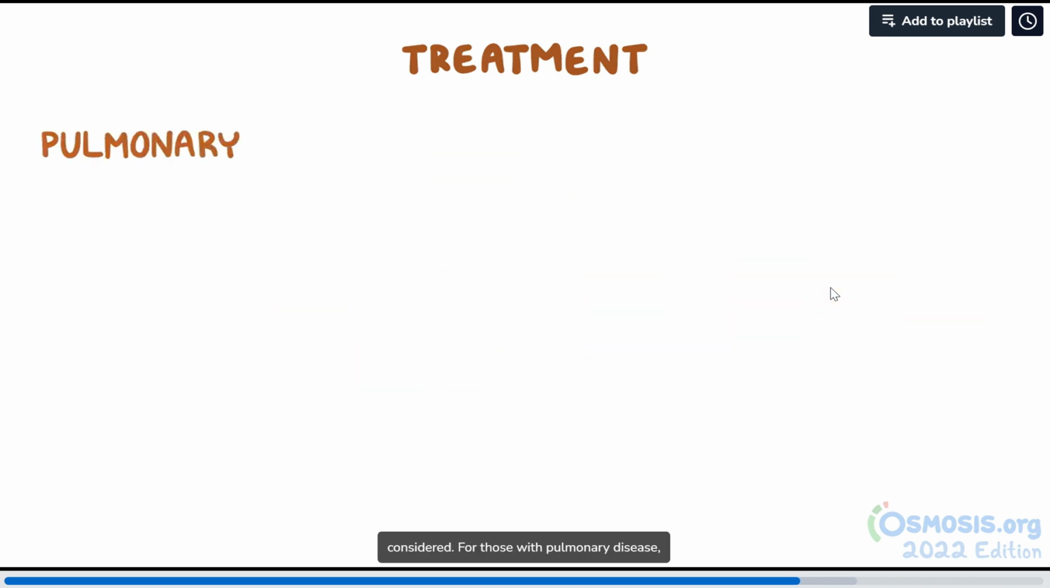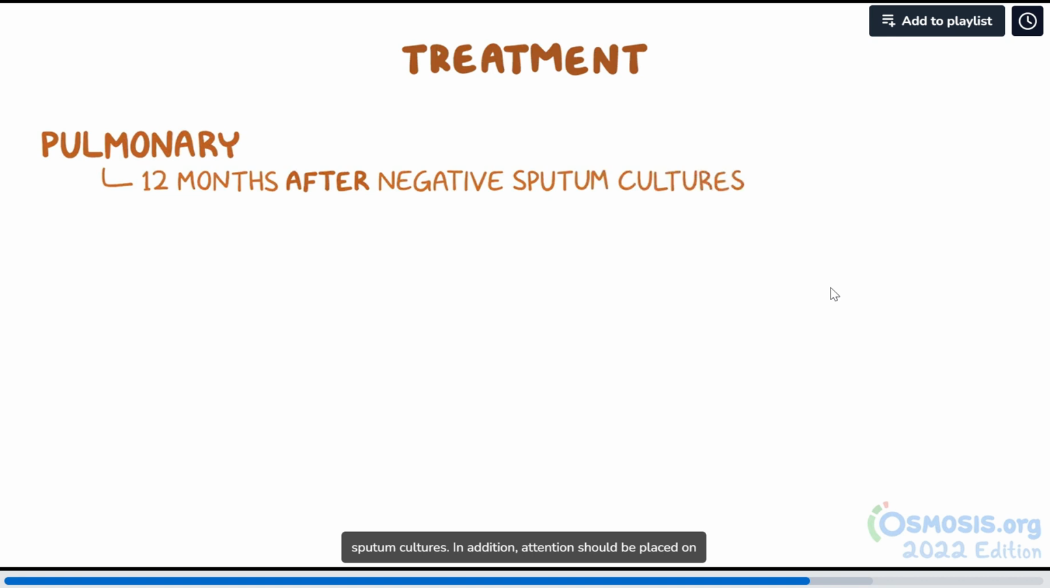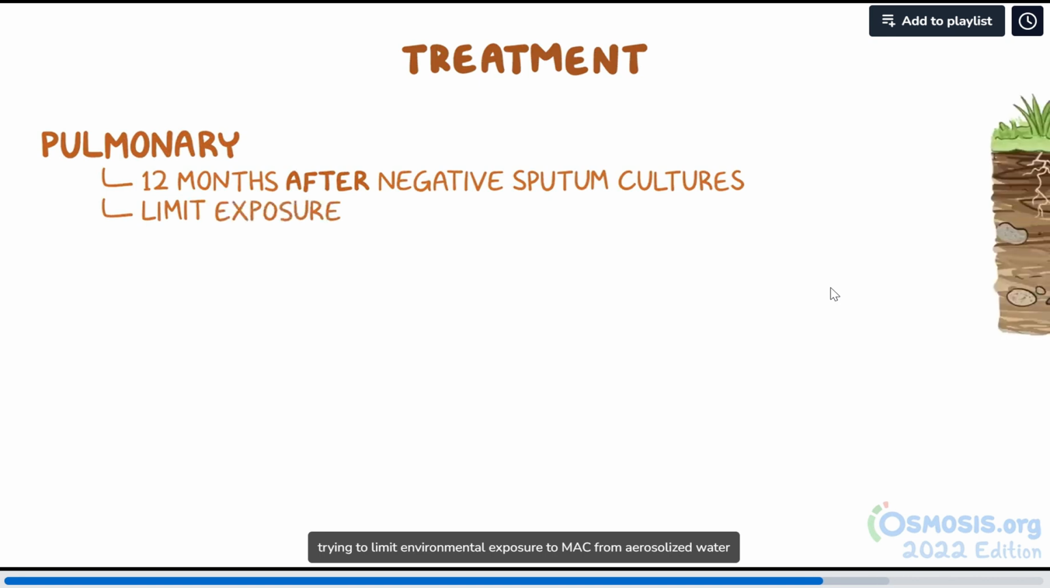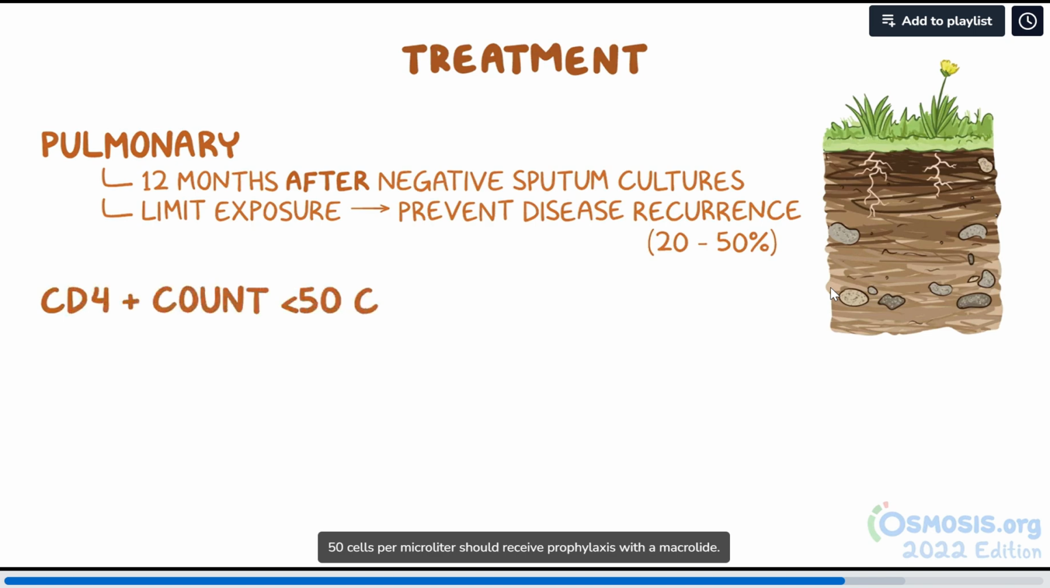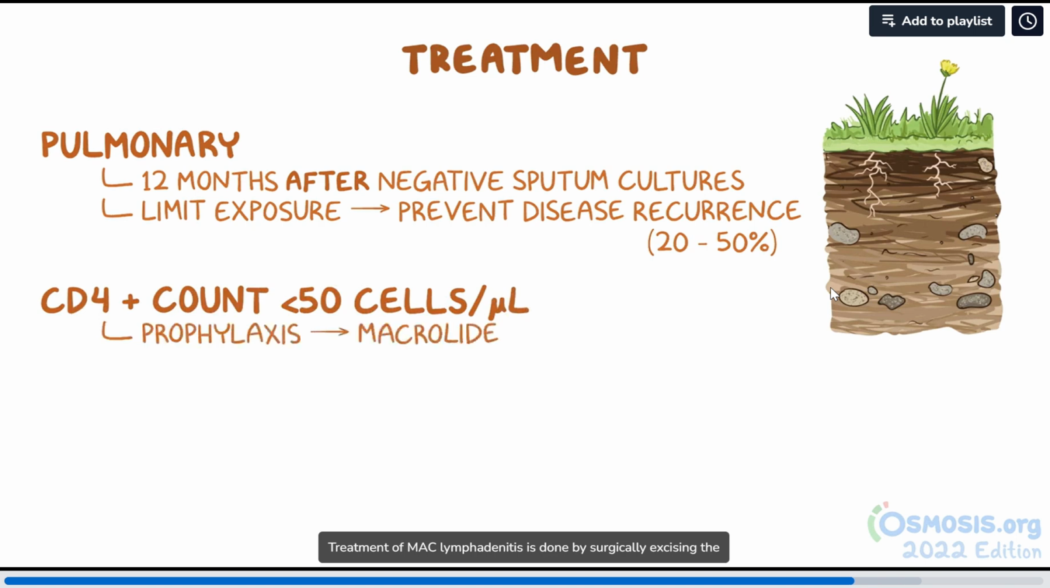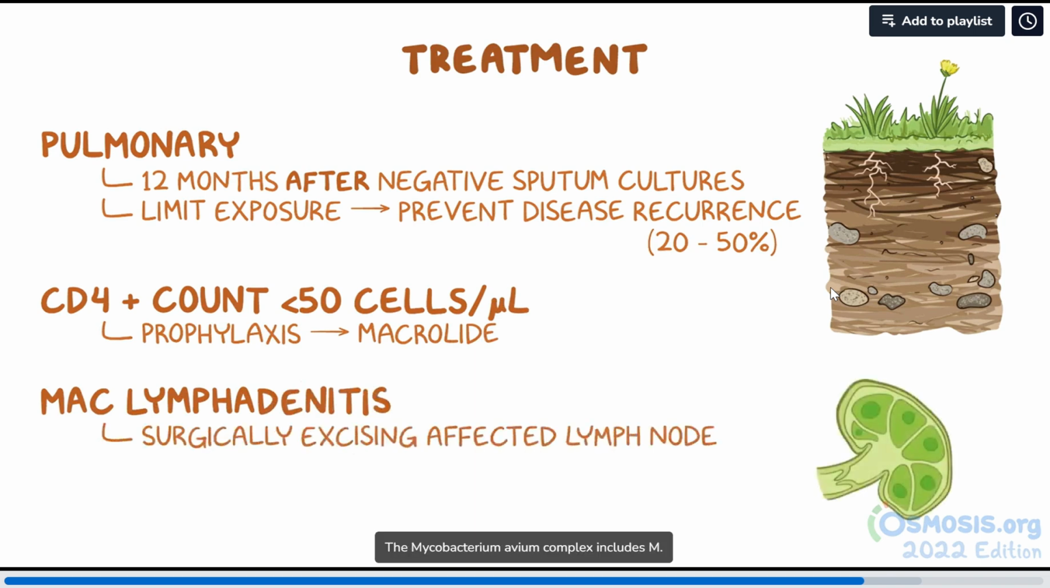For those with pulmonary disease, treatment should be continued for 12 months after establishing negative sputum cultures. In addition, attention should be placed on trying to limit environmental exposure to MAC from aerosolized water and soil in order to prevent disease recurrence, which can occur in up to 20 to 50% of individuals. Also, people with AIDS who have a CD4 count below 50 cells per microliter should receive prophylaxis with a macrolide. Treatment of MAC lymphadenitis is done by surgically excising the affected lymph nodes.